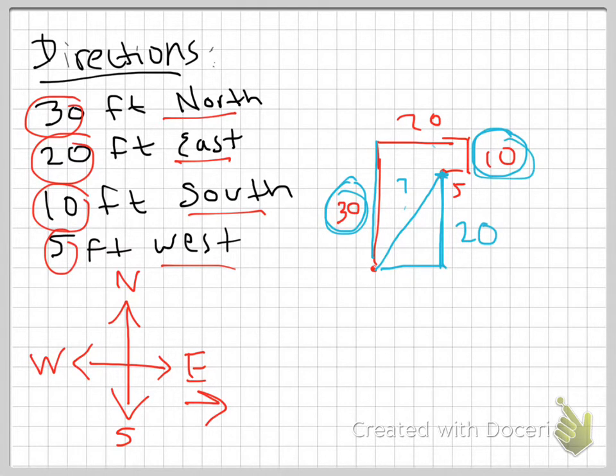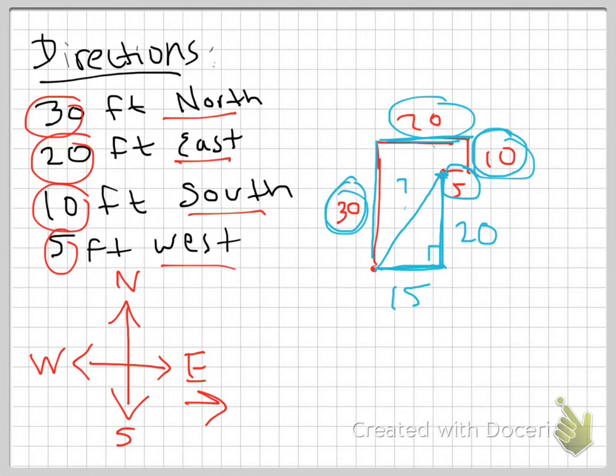We're going to do the same thing for the other direction. I just want this distance here. I know this entire length at the top is 20, but then I went backwards by 5 feet. So I subtract off that 5. 20 minus 5 is 15. So now I have the sides of my right triangle.